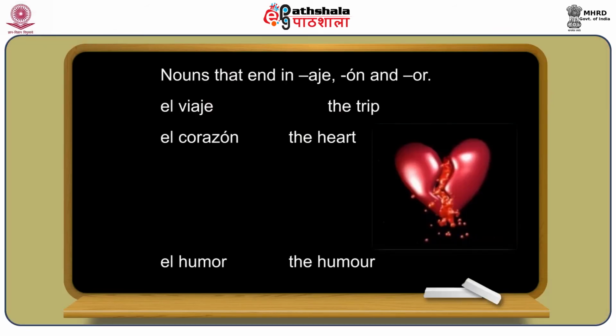Or nouns that end in ache, on, and or. Now, to give you some examples with ache, on, and or, for example, el viaje. Now, viaje ends in ache, that's why it is el viaje, which means the trip. On, like corazón ends in on, it is masculine, so el corazón, the heart. Or like el humor, that is humor.